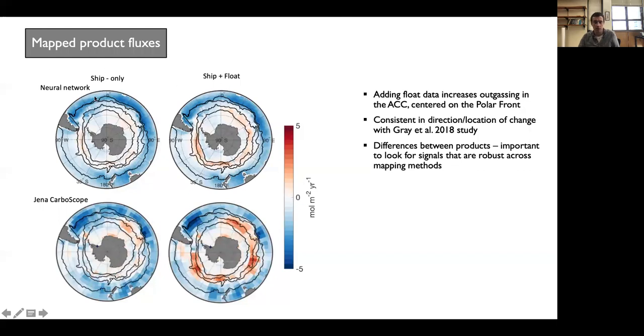when we added in float data, both for the neural network and for the mixed layer interpolation scheme, we increased outgassing in the same regions that Alison Gray saw in her paper. So the polar frontal zone and the Antarctic Southern Zone, we had significant outgassing primarily in the wintertime. A bit more of a response in the Ionic-Carboscope mixed layer interpolation scheme than in the neural network, but increased outgassing in both. And this was, as I said, consistent with the Gray study, though we had differences in the magnitude.